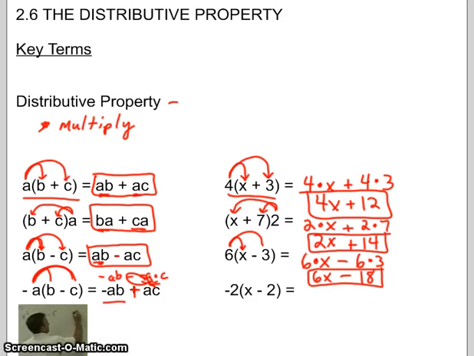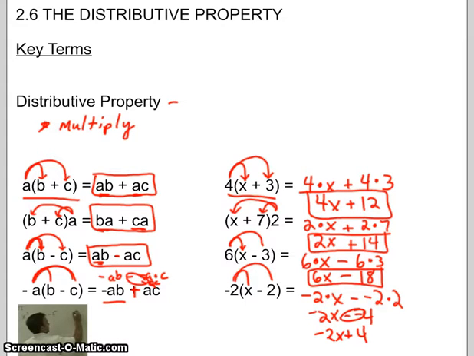Let's look at an example. Negative 2 times x, which is negative 2 times x, and then minus negative 2 times 2. So you have negative 2x minus negative 2 times 2, which is negative 4, which turns out to be negative 2x plus 4.